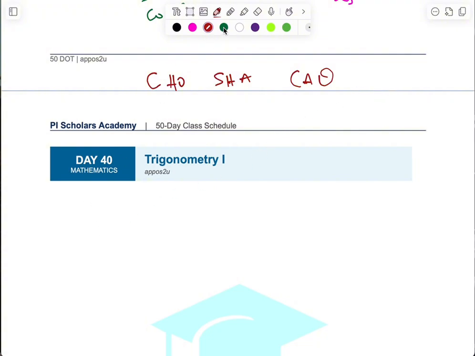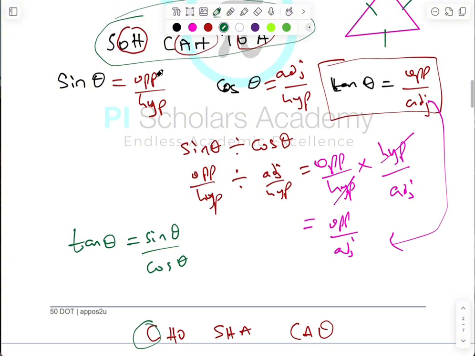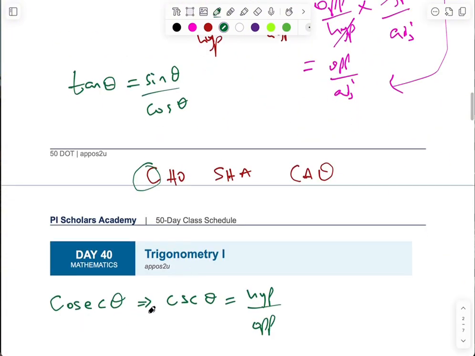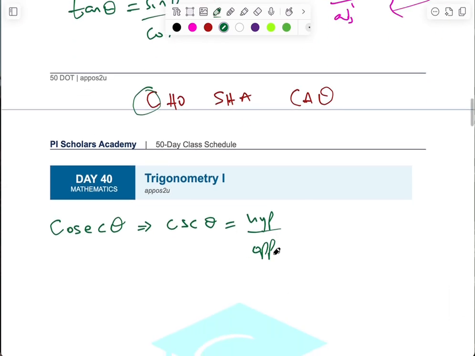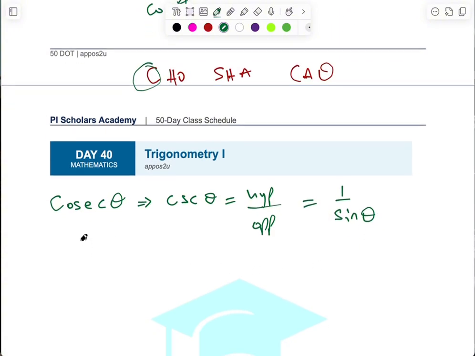For instance, the first one, which is CHO, represents what we call cosec theta. It can be shortened as CSC, cosec theta, which is actually the same thing as hypotenuse divided by opposite. So if you look at this now, sine theta was opposite divided by hypotenuse. Then cosec theta is hypotenuse divided by opposite. So that implies that cosec theta is simply the inverse trigonometry ratio of sine theta.